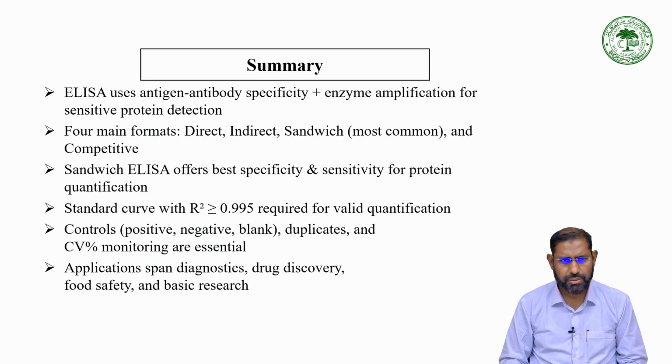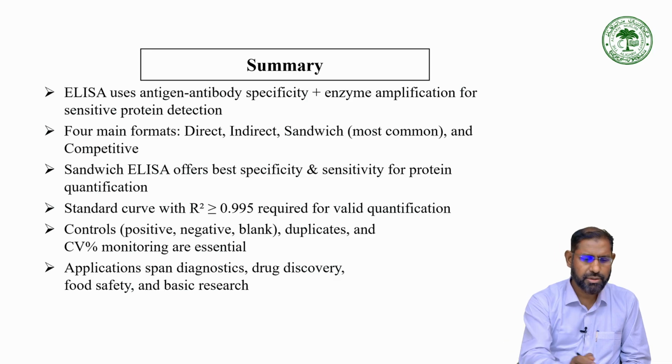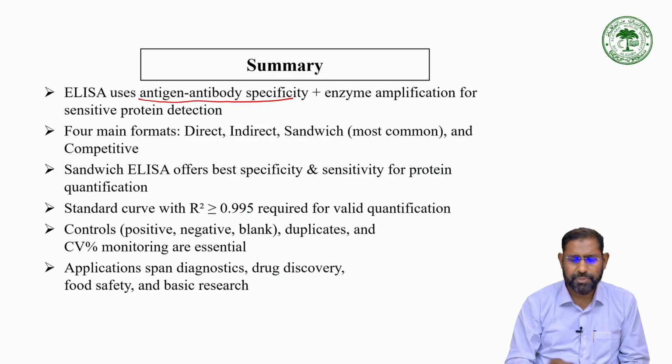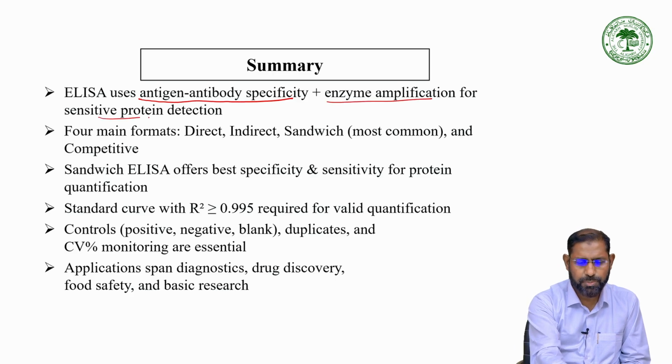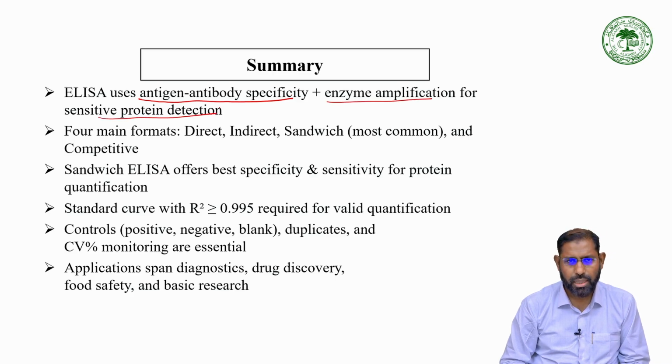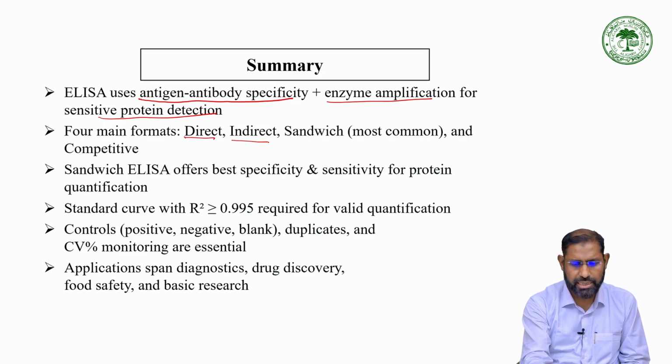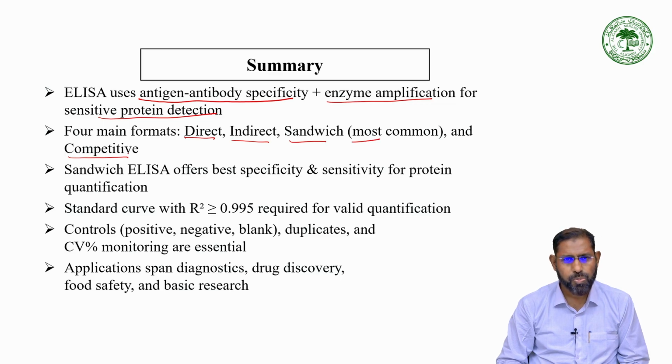We apply the ELISA. The summary of my lecture: ELISA uses antigen-antibody specificity. That's very important. It is specifically antigen and antibody specificity, and we have enzyme amplification for sensitivity of protein detection, and mainly four formats: direct, indirect, sandwich, which is most common, and then we have competitive ELISA. Sandwich ELISA offers the best specificity and sensitivity for protein quantification. This is the best one.